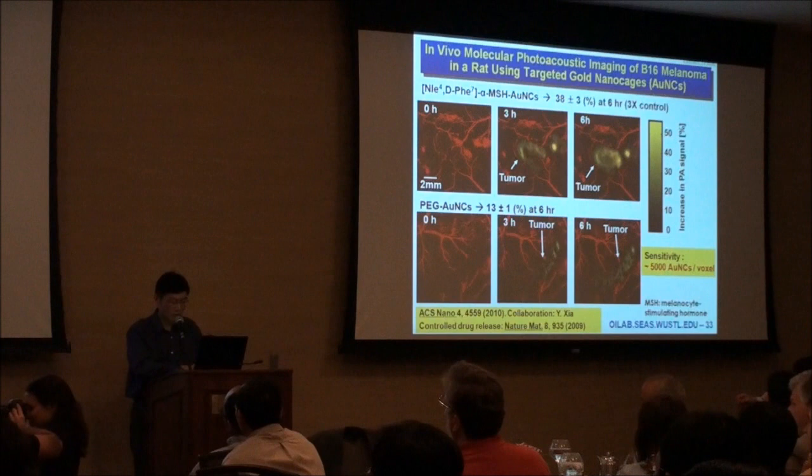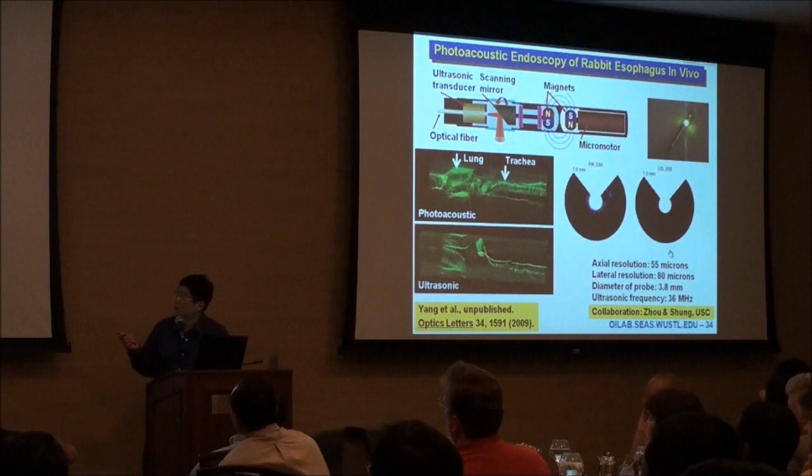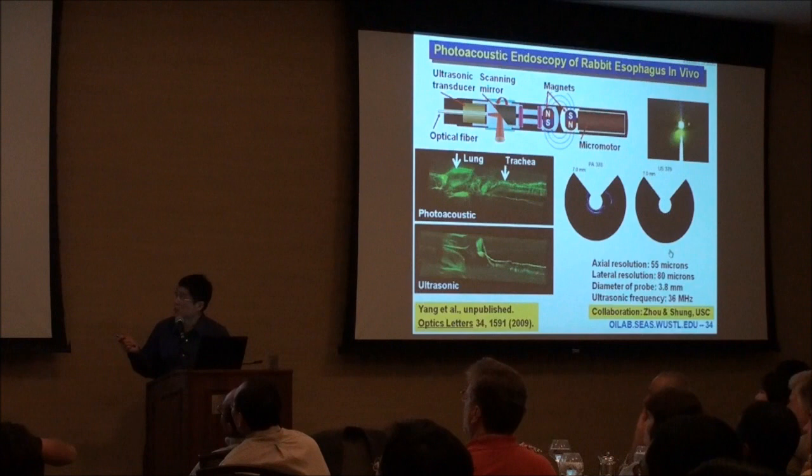We can also miniaturize the device to make an endoscope. So this is the first photoacoustic endoscope. The key component is right here. You've got a rotating mirror surface that reflects both light and sound. So you deliver light through this optical fiber. Light is reflected into the tissue, generates a photoacoustic wave, and the photoacoustic wave comes back, gets reflected by this scanning surface, gets detected by the ultrasound transducer.